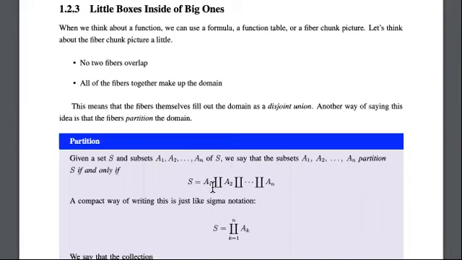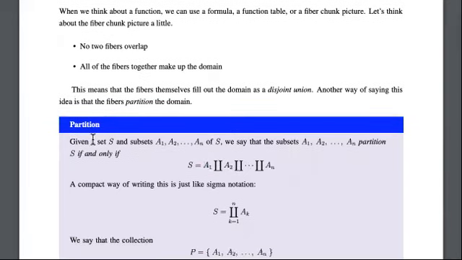Little boxes inside of big ones. If we're taking a look at this symbol, this is a disjoint union symbol. What is A1, A2, A3, and so forth? Those are just subsets. This is just a general definition which you're going to be using, but what we're going to be doing is doing this with fibers. So we say that a set S is partitioned by subsets if the disjoint union of those subsets is actually the set S itself.